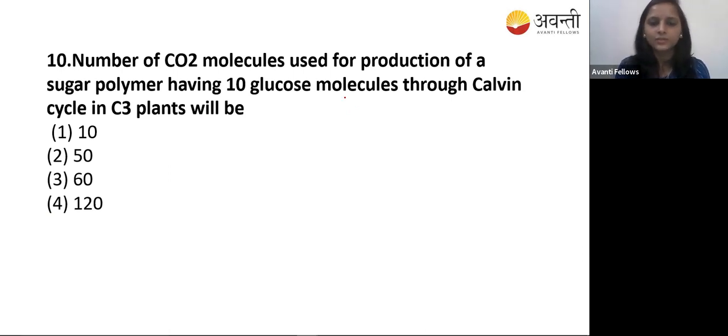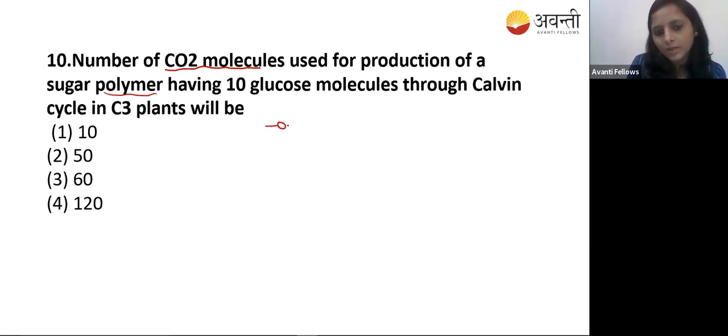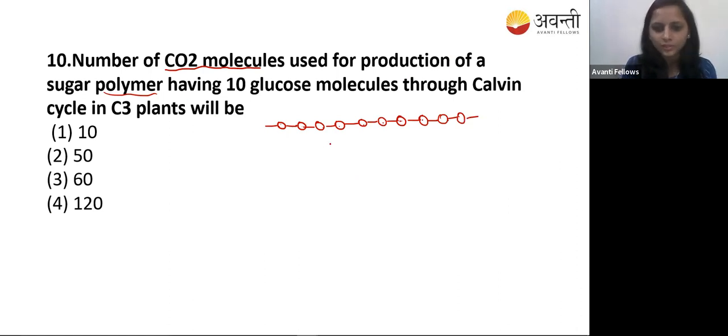Here they're asking about the number of carbon dioxide molecules used for production of a sugar polymer. The sugar polymer means what, guys? Polymer means, see here, one glucose molecule, second, third, fourth, fifth, sixth, seventh, eighth, 1, 2, 3, 4, 5, 6, 7, 8, 9, 10. So this is a polymer of the sugar molecule. So it is a polymer of glucose. Each one is a glucose molecule here.